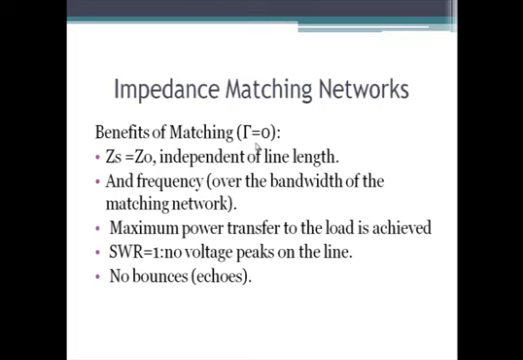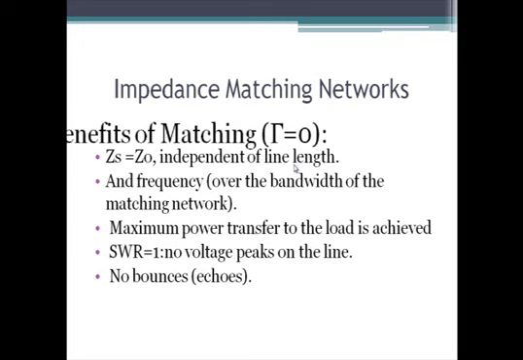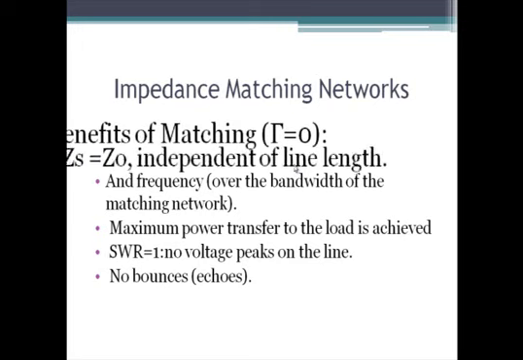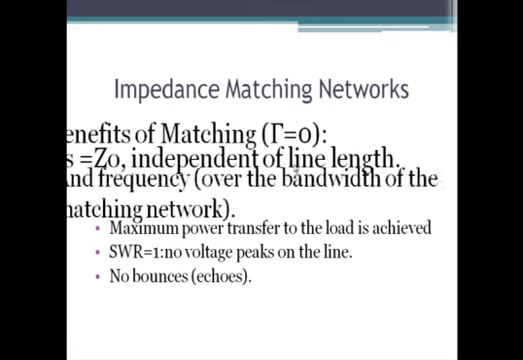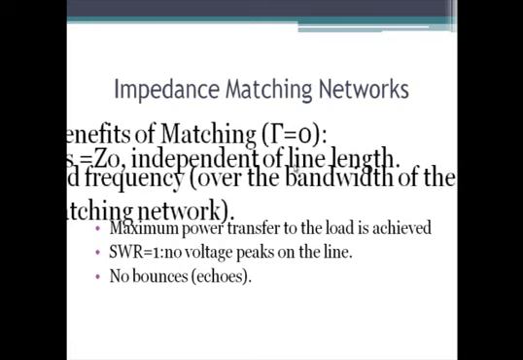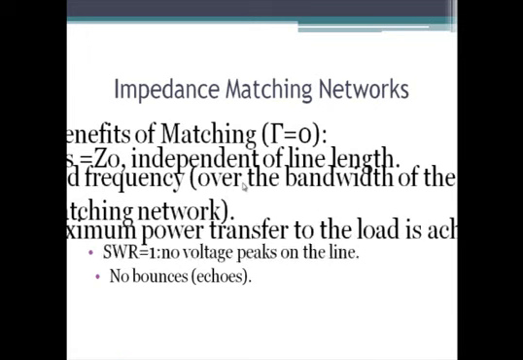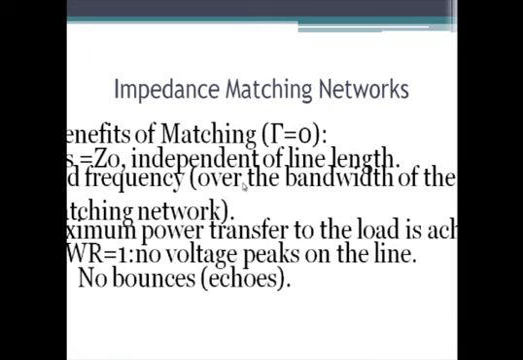The first benefit we get from this is Zs equal to Z0, which is the characteristic impedance, and that means the transmission line is independent of the line length and the frequency. And by doing the impedance matching, we get a maximum power transfer to the load, and SWR equal to 1. That means no voltage peaks on the line and no bounces or echoes.